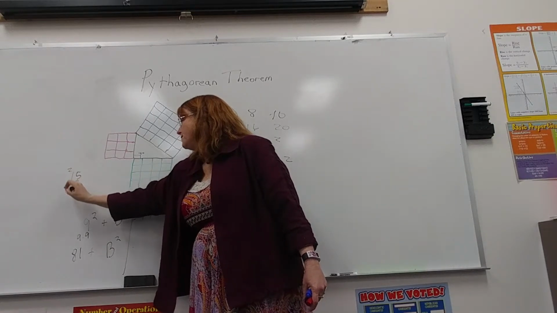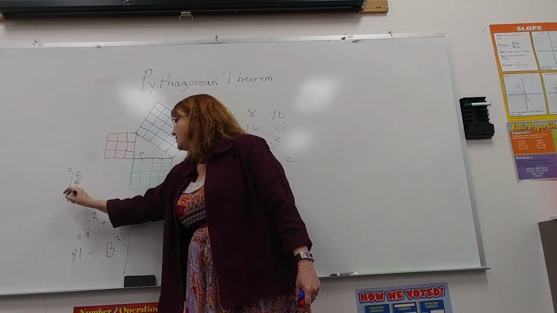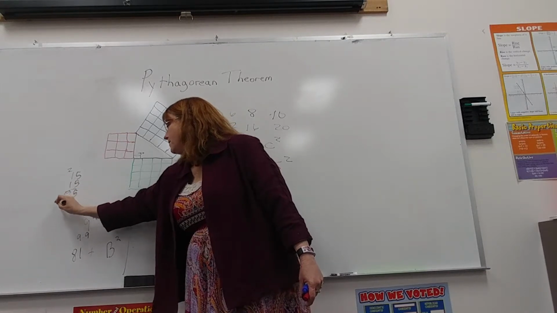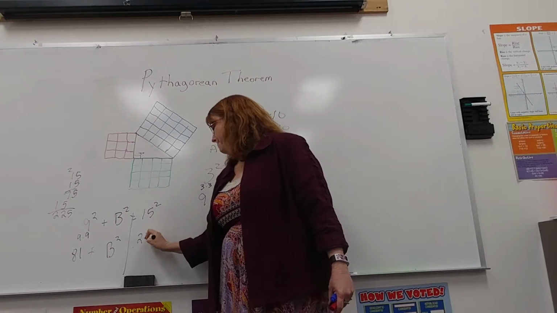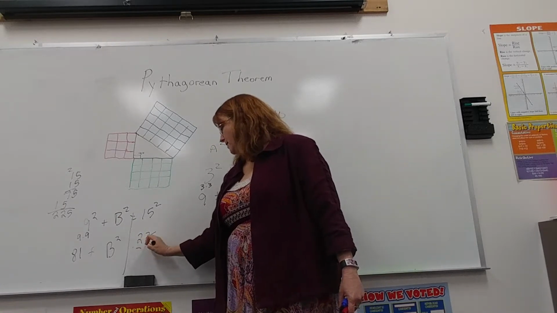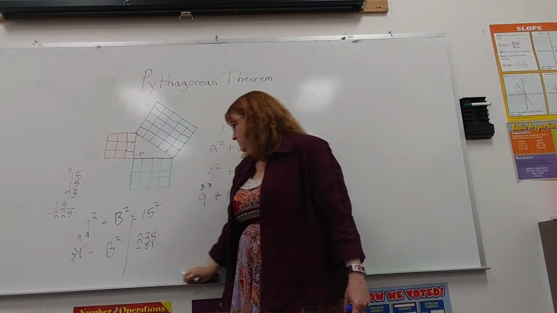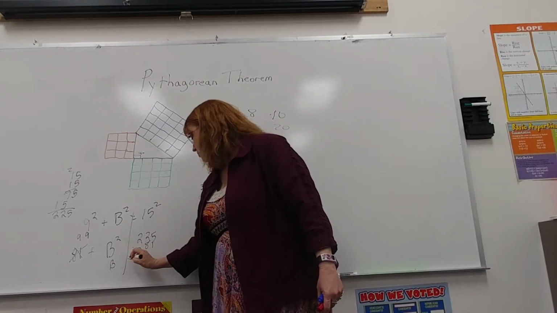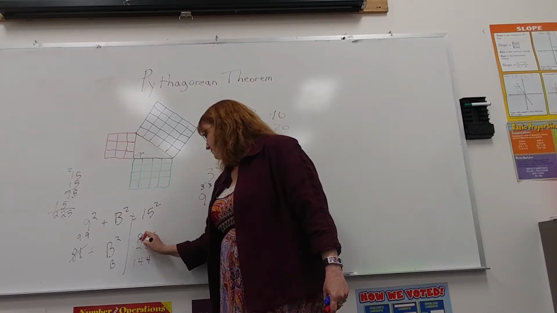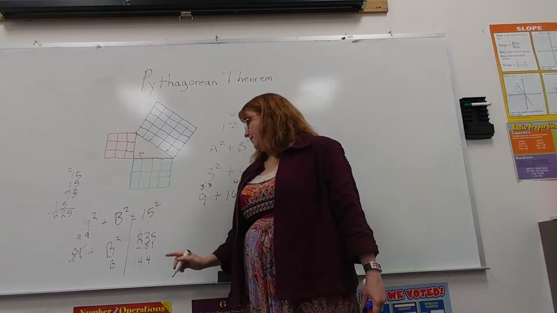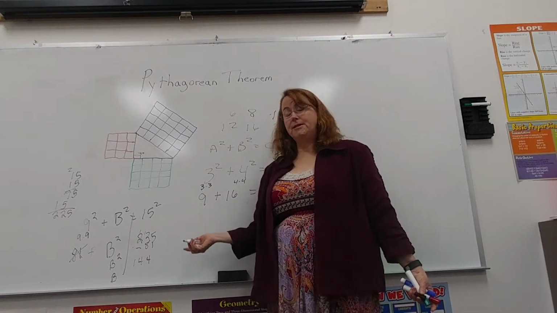25, carry a 2, 5, 6, 7. And then 5, and then 1, and you get 225. We subtract 81 to move it over and get rid of it on that side. B squared is equal to 144. And then that's b squared. I need to know what b is. What is the opposite of squared?